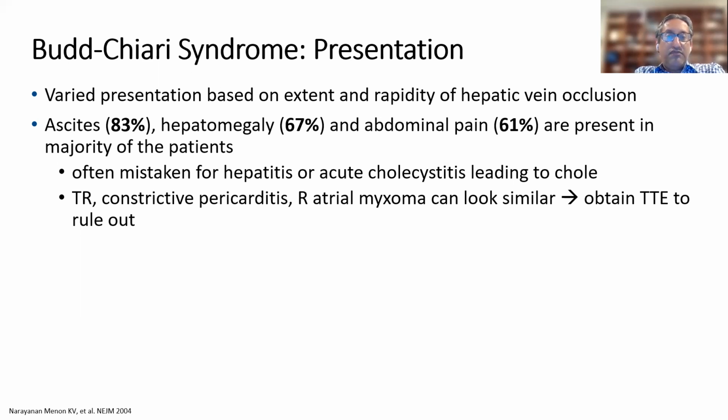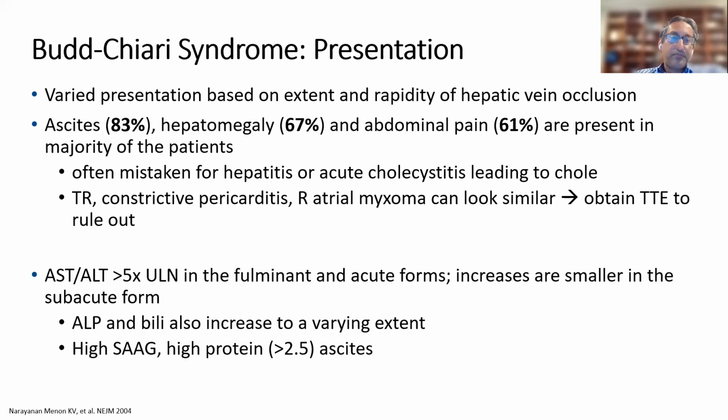Now, it is important to differentiate some of the conditions that affect the heart, because the problem is not in the hepatic vein, and that is in the differential diagnosis, which includes tricuspid regurgitation, constrictive pericarditis, or right atrial myxoma. These can similarly present with tender hepatomegaly and ascites, but these are not Budd-Chiari syndrome. If you have some concern on physical examination, the best approach is to get an echocardiogram to look for cardiac causes.